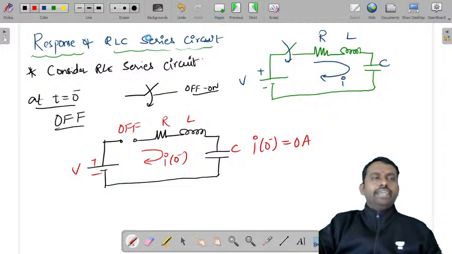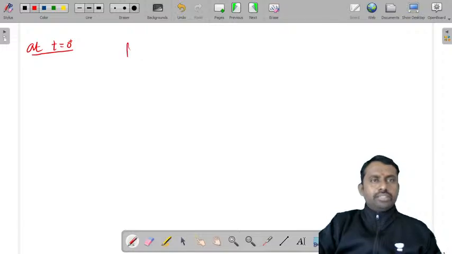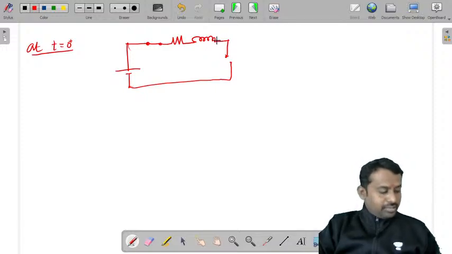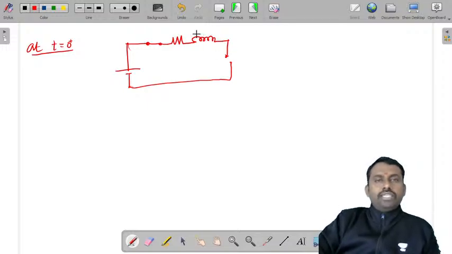Alright, so let's write at t equal to 0 plus. At t equal to 0 plus, what happens? The switch is closed and you have a resistor, inductor and a capacitor. The capacitor does not allow sudden change of voltage, and the inductor doesn't allow sudden change of current.